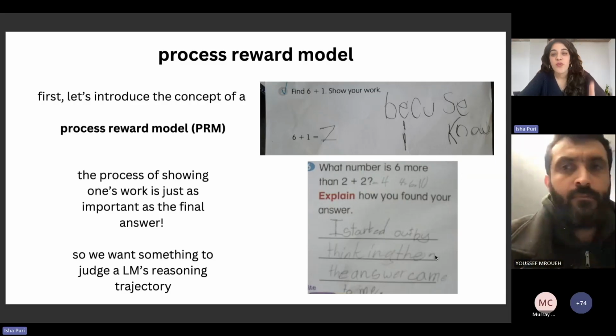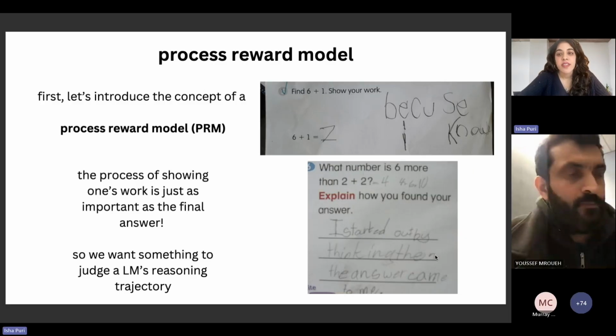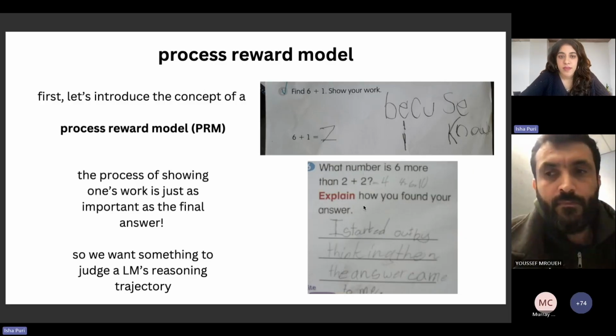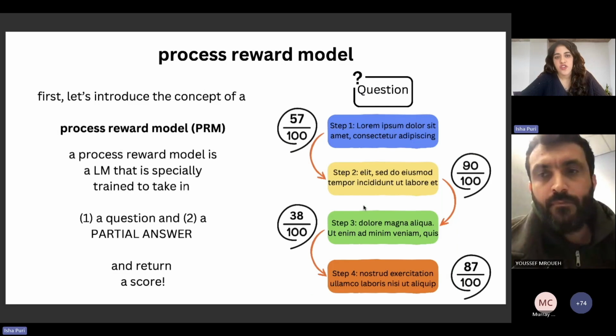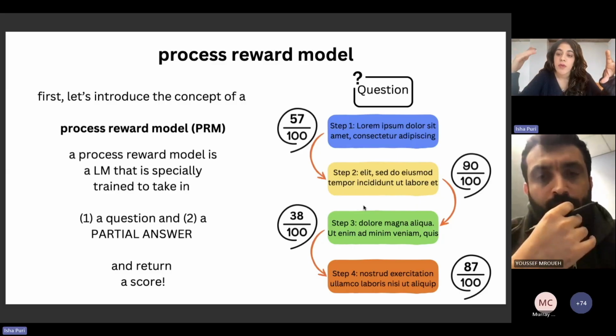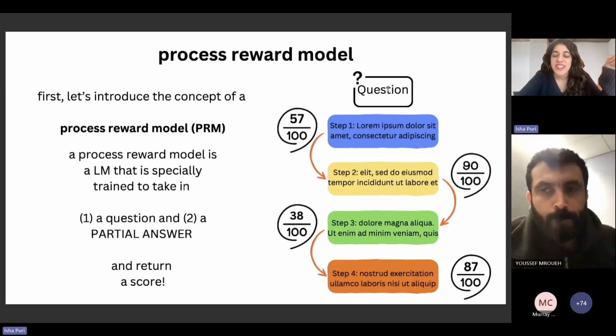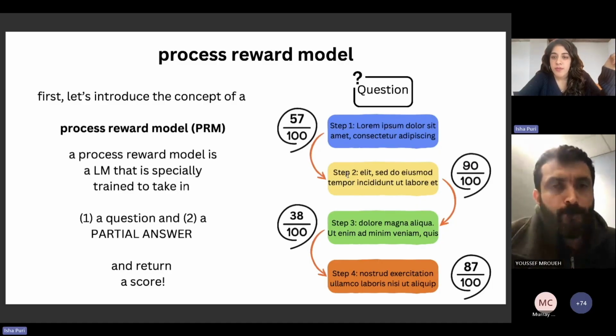So I think this is where this idea of a process reward model comes into play, because it is able to judge a step-by-step reasoning trajectory. So the reward model has been trained to take in a question, and now instead of a full answer, it's trained to take in a partial answer. So this is obviously filler text, but you can imagine, let's say you have a question, you have step 1, step 2, step 3, and step 4. The process reward model is then trained to assign scores to every single step.